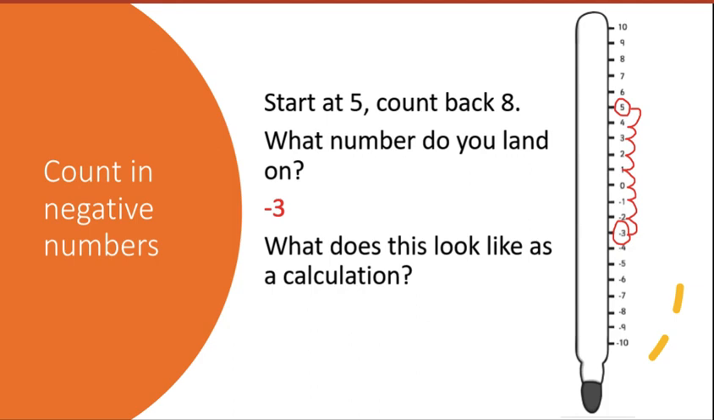If you've got a pen and paper in front of you, write down what you think the calculation is for this. Remember, we started on 5 and we've counted backwards. The calculation is 5 minus 8, or 5 take away 8 equals -3. 5 take away 8 equals -3.